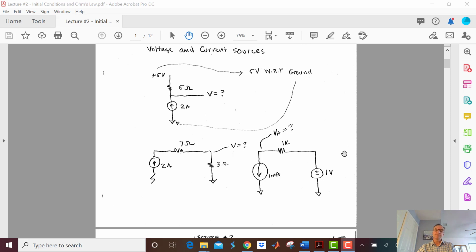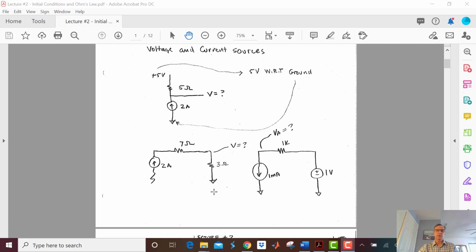Okay, let's do another one. What do we have here? We have a voltage. Oh, wait, we can do more with this one. I'm sorry. What's the voltage at the current source output right here? And it's going to be, let's see, 2 amps times a total of 10 ohms. So 2 amps times 10 ohms is 20 volts. And that means I'm 20 volts from here to here.